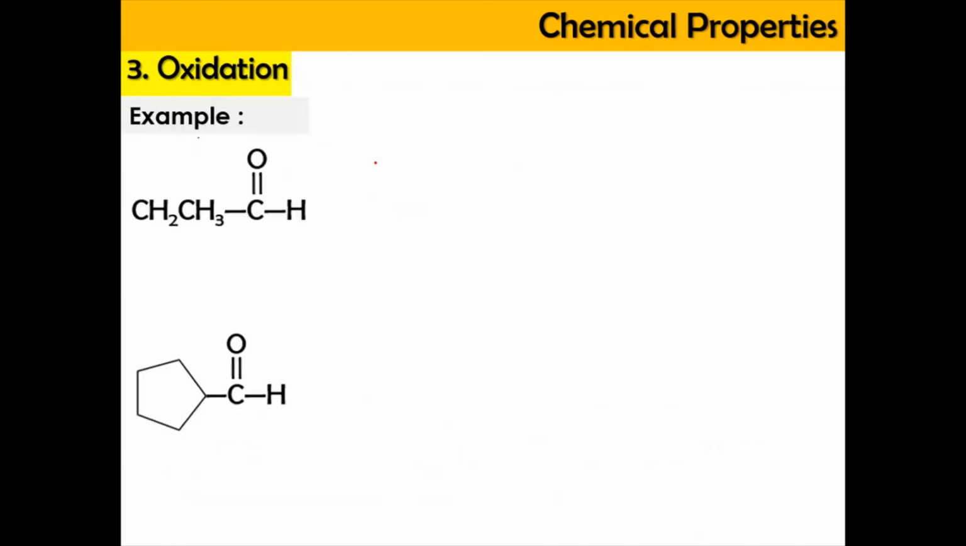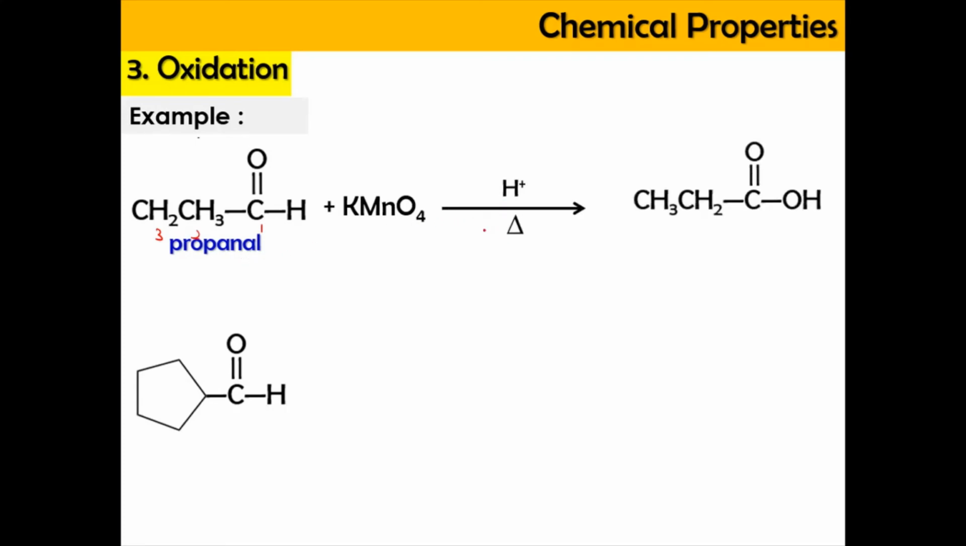Okay, and now we're going to look into another example. Let's say we have 1, 2, 3 here. So we have our propanal. When we react it with a strong oxidizing agent under acidified condition at high temperature, what we're going to produce is a carboxylic acid, which is propanoic acid.